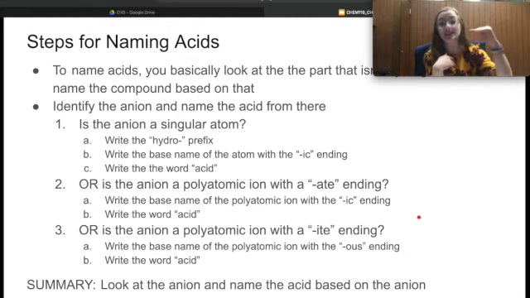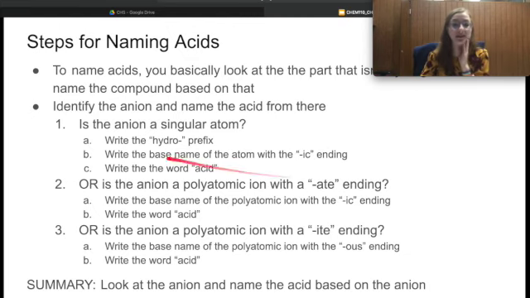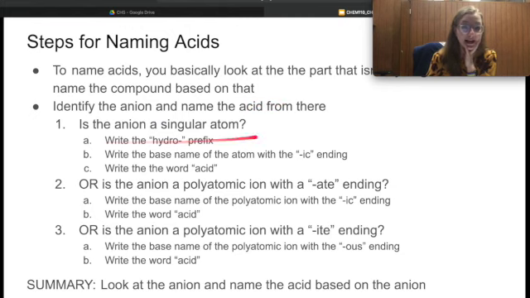However, if it's a singular acid, it gets the word hydro. If it's an acid with a polyatomic ion in it, it just gets the ic ending. It does not get a prefix, okay? So that's the difference here between step 1 and step 2: if you have a singular monatomic anion, you have the hydro prefix. If you have a polyatomic ion as your anion, you use the ic ending with no hydro prefix, okay?